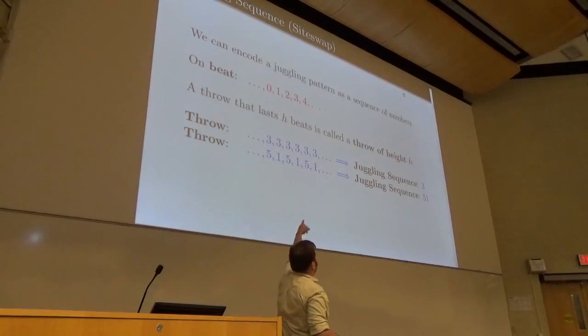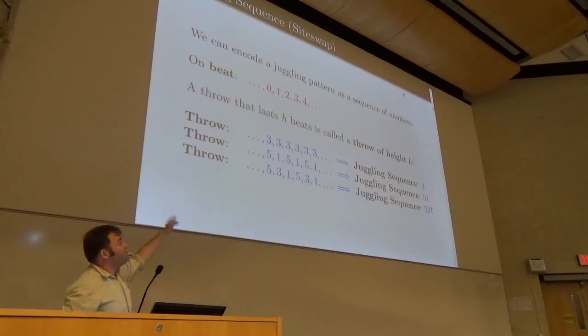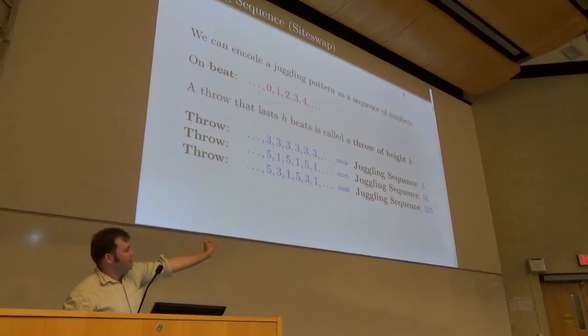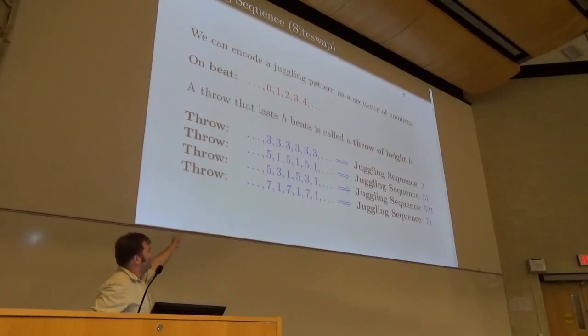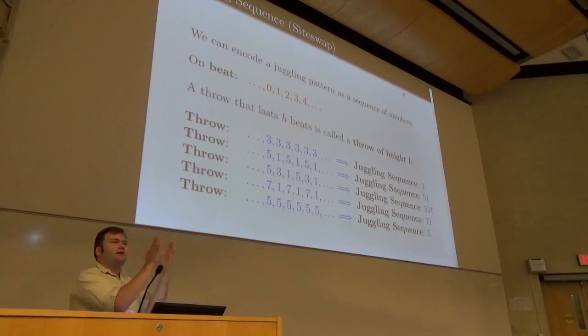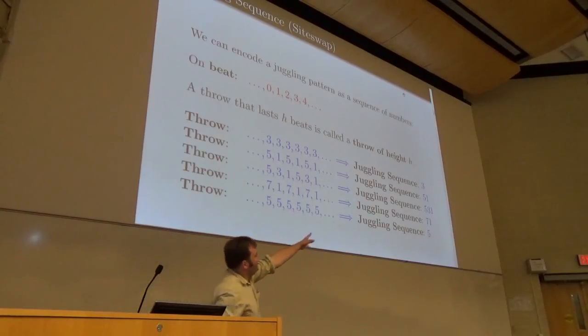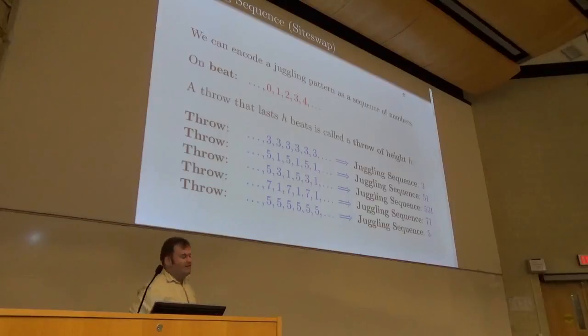If you had 5-1, 5-1, 5-1, we'll just collapse that and write 5-1. Same thing if you had 5-3-1, 5-3-1, we just write 5-3-1, or 7-1, 7-1, 7-1, that would collapse to 7-1, and so on. Does that make sense? If you have this infinite sequence, you look for the periodic part and simplify it. There's nothing wrong with making those longer; it's just that this is the essential part of the sequence.